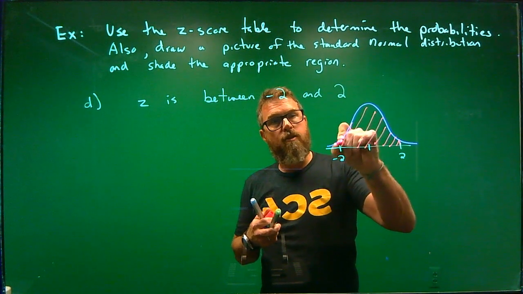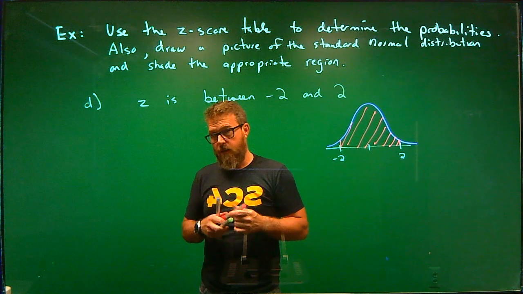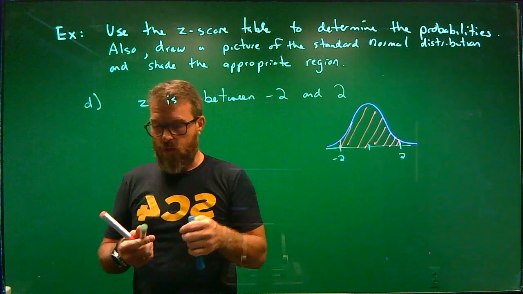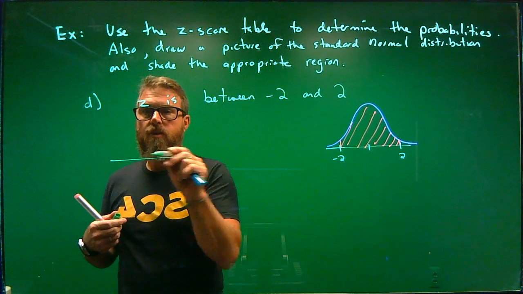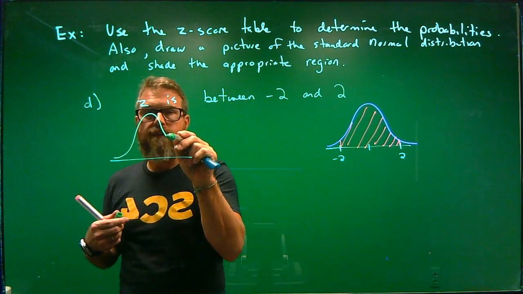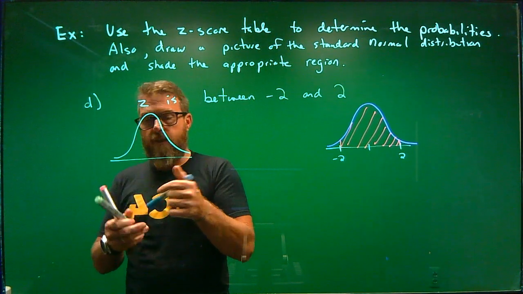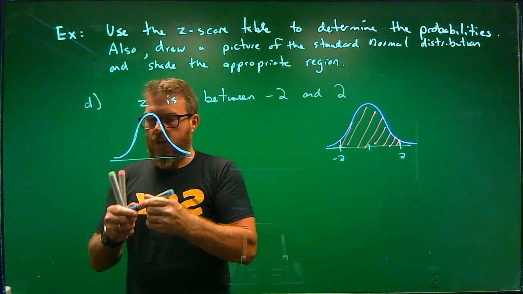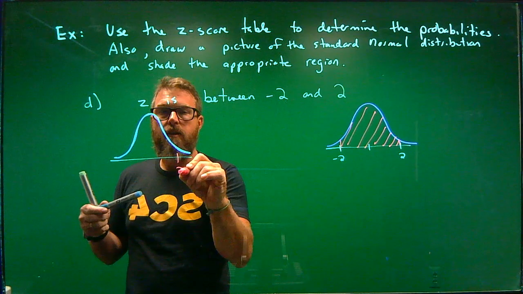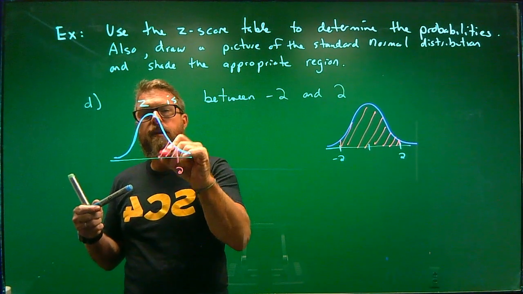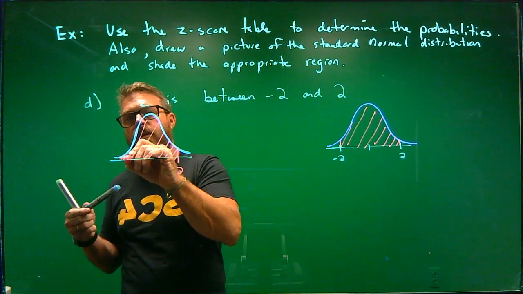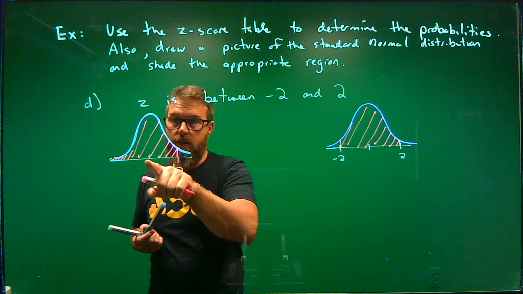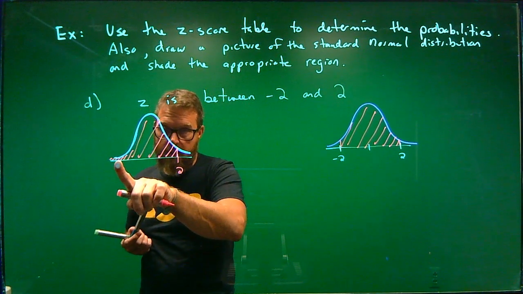Now remember that your z-score table only gives you area to the left, so I have to get a little clever in order to find that. So this is my answer. In order to do this, what we do is we take the area to the left of 2. So if I start with 2, my table will give me this answer. It'll give me the cumulative area to the left. The problem is this is not what I need. What I'm looking for is to get rid of this left-hand tail.